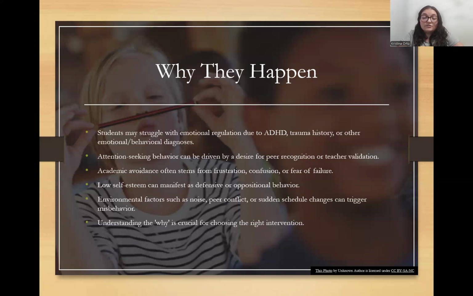Understanding the why is crucial for choosing the right intervention. And I'm going to say this a lot when I'm talking. Understanding why the student is doing what they're doing will help us understand what intervention teachers would use and what approach we would take to stop these behaviors.